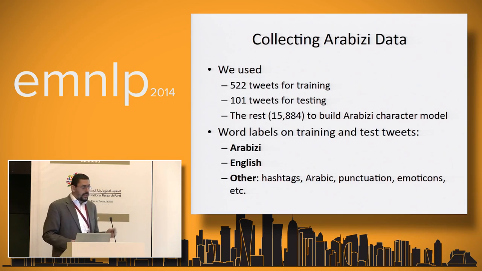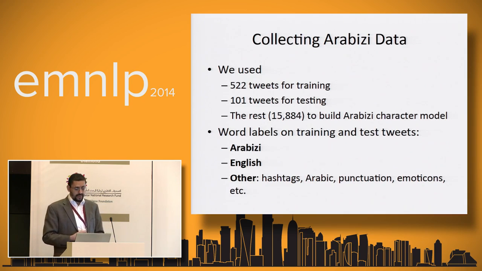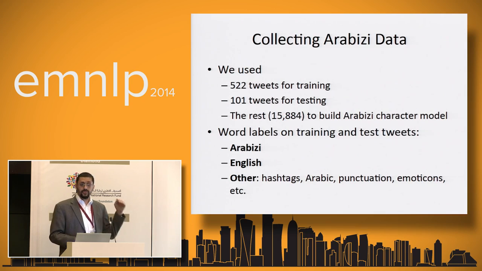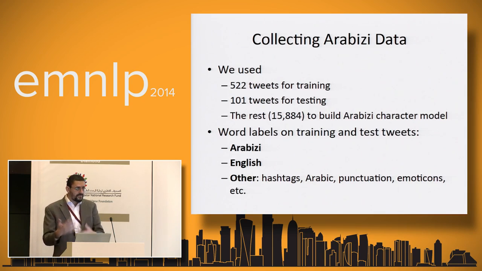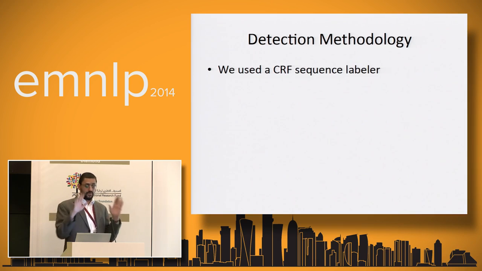Okay? And then for all these tweets, we labeled words as one of three things: either Arabizi or English or something other than the two. The ones other than the two were things like hashtags. Sometimes people actually used a bit of Arabic, a bit of Arabizi, punctuation, emoticons, laughter, and all sorts of stuff like that. Okay? And we used a CRF sequence labeler to train and test to figure out whether we can identify the Arabizi words in the midst of all of this.